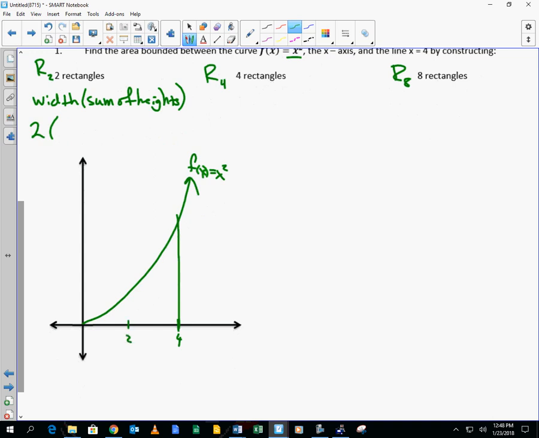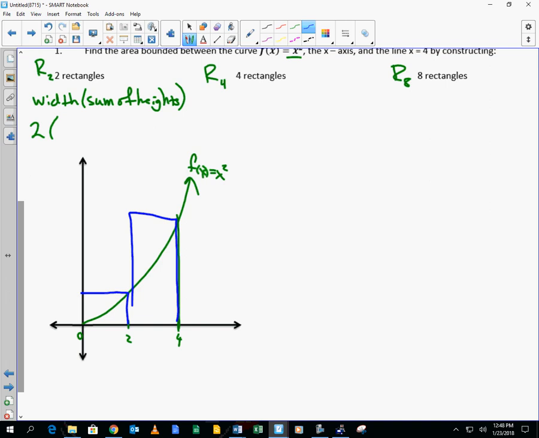So I've got 2 here, I've got 0 there. I'm going to focus on right hand. So where do I want to evaluate the height of my first rectangle? I want to evaluate it at 2. Very good. So are we going to get overestimations here or underestimations? We're going to get over in this situation. Some people might say, well, right hand will always be overestimation. Nope, not always.